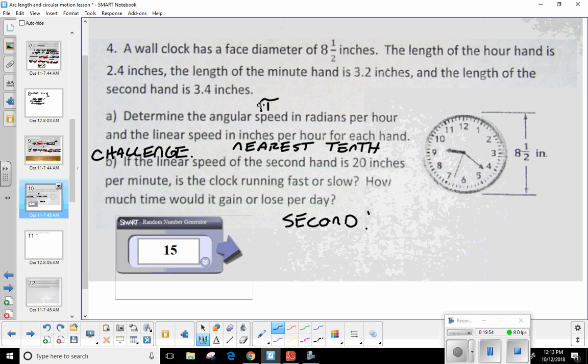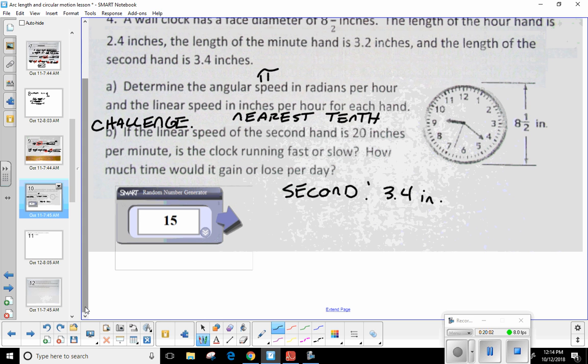Okay, so for our second hand here, we know that its length is 3.4 inches. So let's go ahead and find the angular velocity first. What was that variable that represented that? That curvy W, remember, omega. Okay, so this guy right here. So how do we start every problem? The number of revolutions in time.